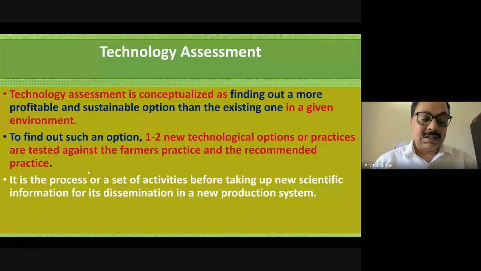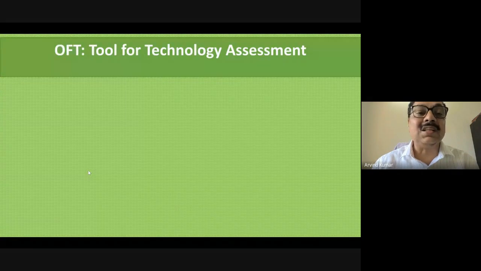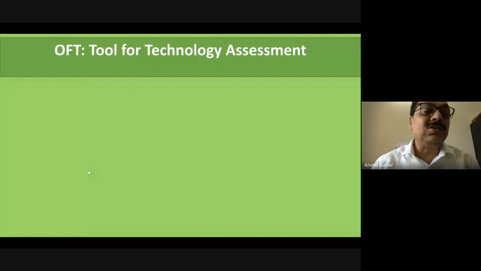And so we can say this is a process or a set of activities before taking up new scientific information for its dissemination in a new production system. So assessment is essential here. So how to do assessment? So we have actually OFT. That is the tool for testing the technology.